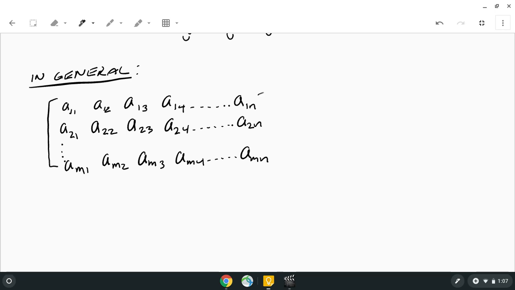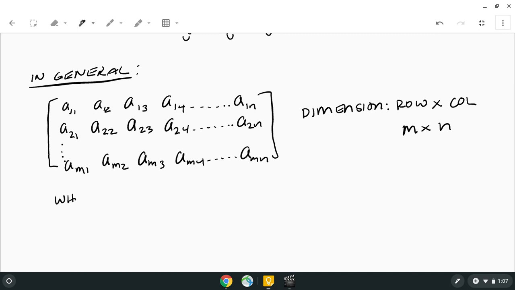Okay, so here the dimension, again, is your row by column. And so we have how many rows? We have m rows. And how many columns do we have? We have n columns. Okay.